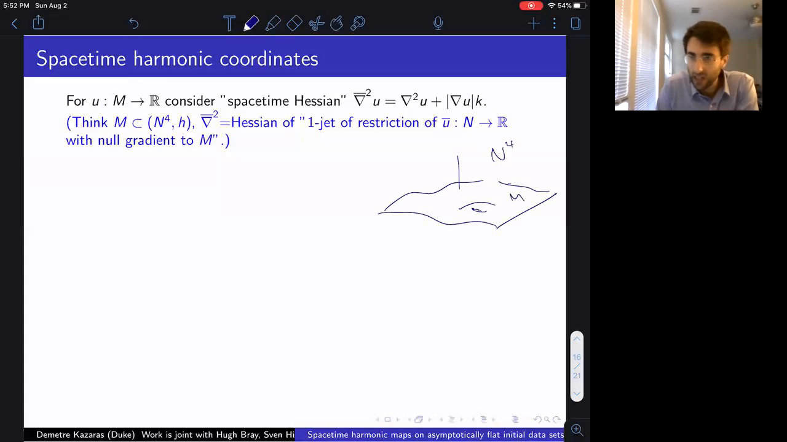So if you have a function on M, the three manifold, then you can consider the following natural operator, which we call the spacetime Hessian, which is given by the regular spatial Hessian of U, but then you are twisted by the second fundamental form with the embedding of M into the Lorentzian manifold. And where does this arise?